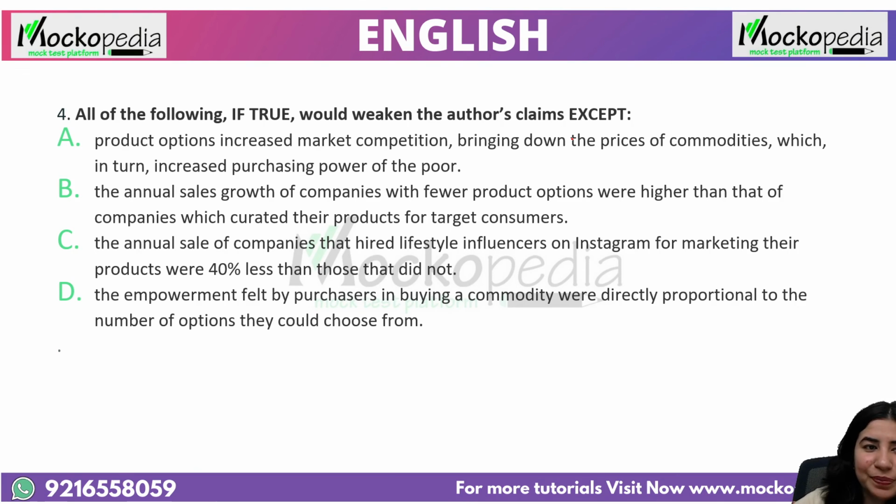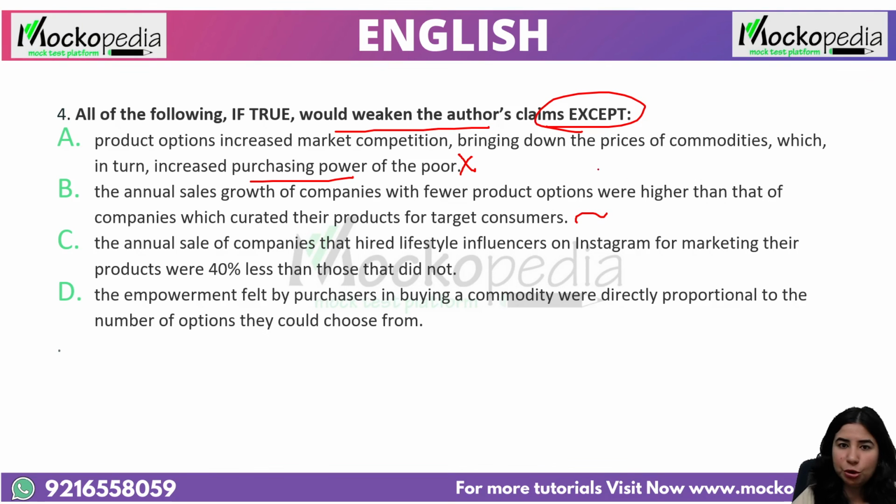So let's see. Which of the following, if true, would weaken the argument, except? So, which of the following will not weaken the argument? Product options increase market competition, bringing down the prices, which in turn increase purchasing power of the poor. तो कह रहे poor के लिए तो अभी भी market में कोई options नहीं है. So, this goes out. The annual sales growth of companies with fewer product options were higher than that of companies which curated their products. Of course, this is what the correct answer will look like.